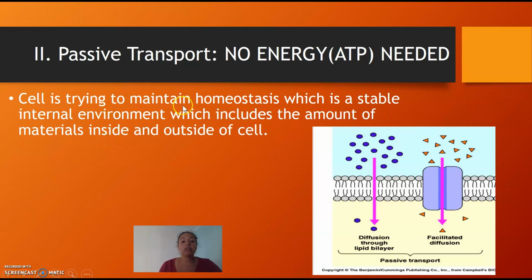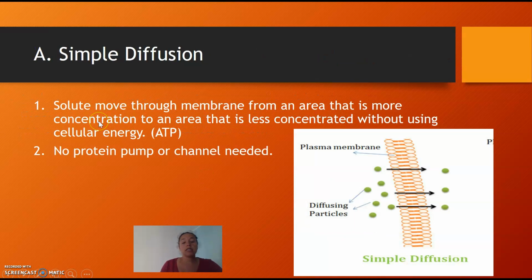So the cell is trying to maintain homeostasis, which includes the amount of materials inside of the cell. So you want to make sure always that you have the same amount of materials outside as inside. If one is higher than the other, that's when you're going to have passive transport. So passive transport is always from high concentration of solute. And just so you remember, solutes are what dissolves in water. Solvent is the water. So let's start with simple diffusion.